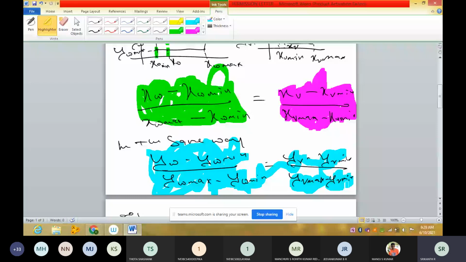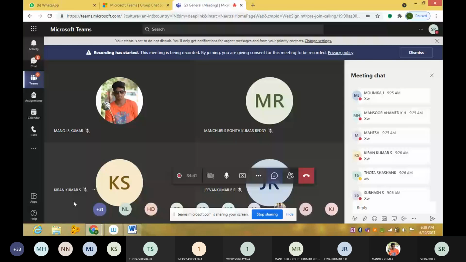Okay. Guys, this one, xw minus xw minimum divided by xw maximum minus xw minimum, the green or purple color one, you can take as equation 1, and this blue color one you can take as equation 2. Are the equations 1 and 2 clear? If it is clear, reply 12.